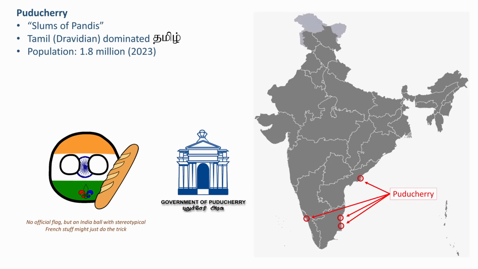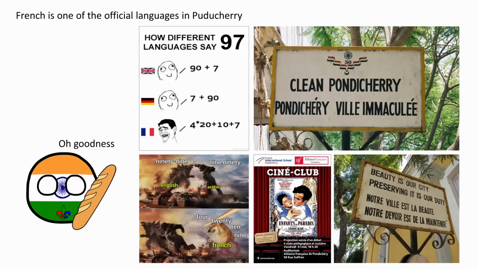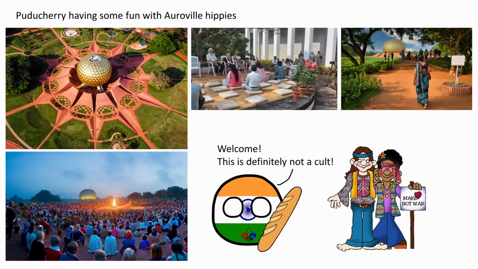Then there is the Union Territory Puducherry, basically the remnants of French India, with French language being official, having some fun with the Auroville hippies.